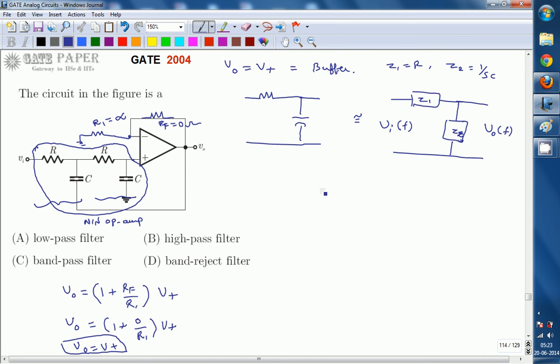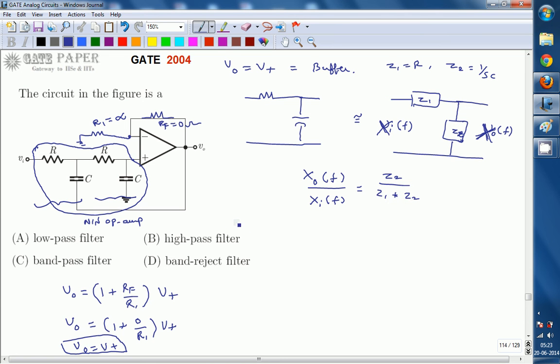Okay, so don't confuse this Vi and V0 of the circuit with the Vi and V0 of this single RC network. Otherwise you can go in this way: it is going to be Xi and it can be represented as X0. Don't confuse the notations. So from Xi and X0 you can get a relationship, X0 by Xi, that is the transfer function, equal to Z2 divided by Z1 plus Z2.